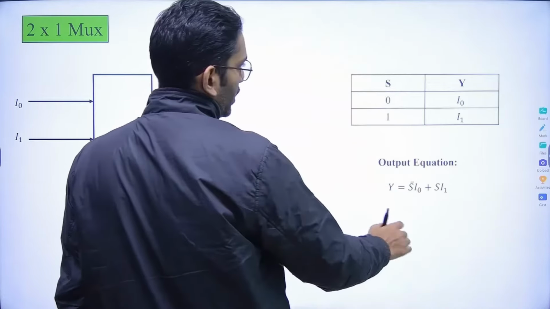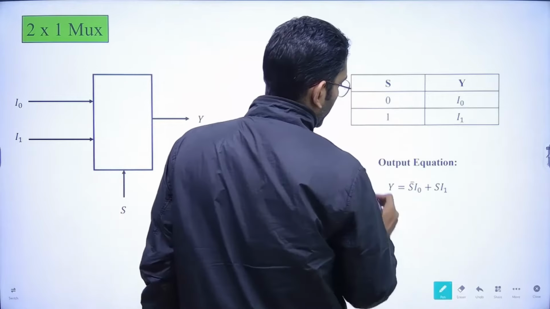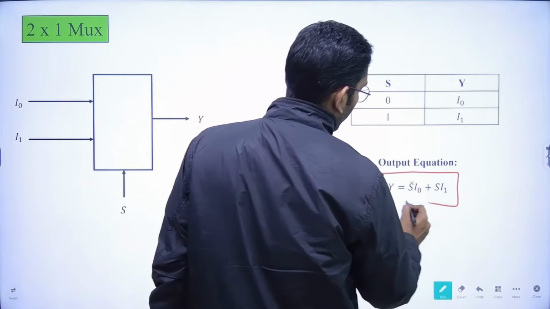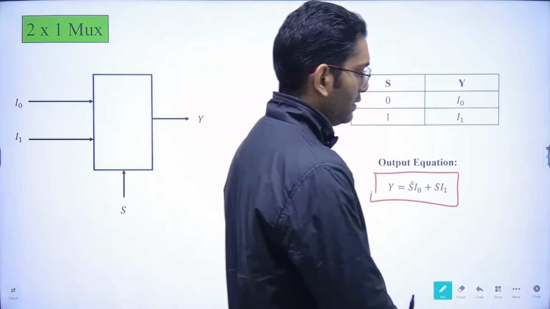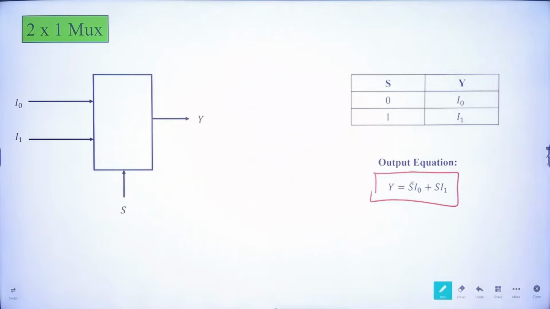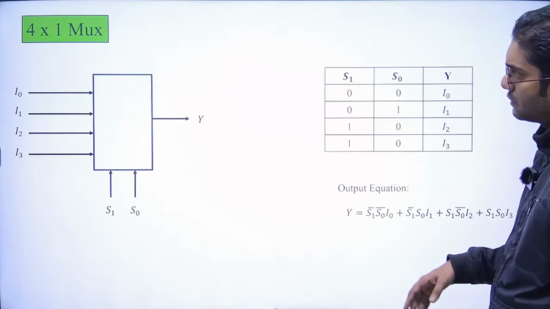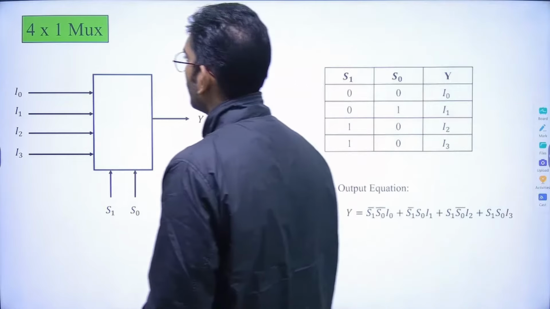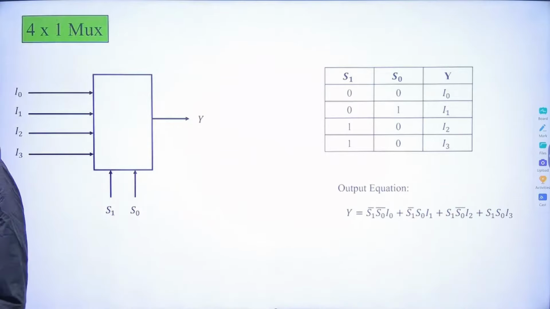So this is the output equation. You can see the output equation is y equals S bar I0 plus S I1. Fine. So this is the output equation for this particular 2x1 MUX. Okay. Now next, coming to the 4x1 MUX.